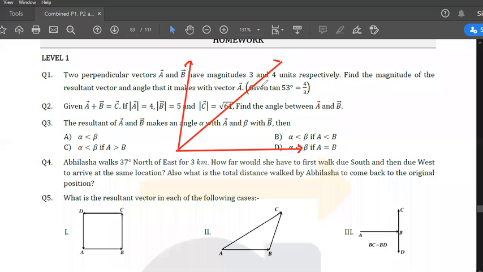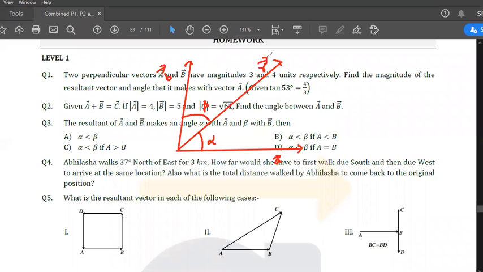Now according to this problem, this resultant is represented as R. This is your A vector. This is your B vector. Now the resultant vector of A and B makes angle alpha with A. This is angle alpha, right? This is given. And beta with B. So this angle is beta. Okay, right, everyone?